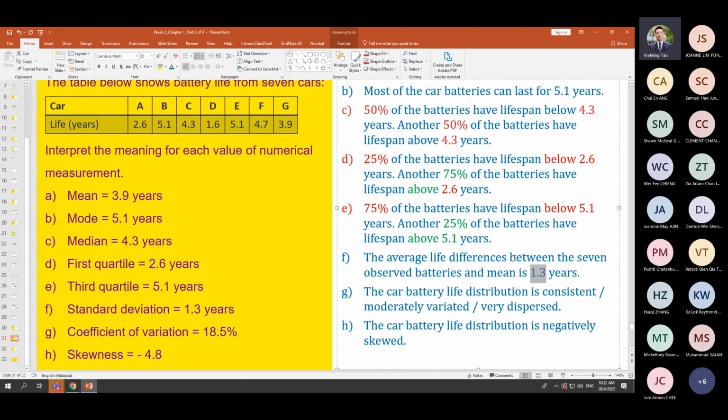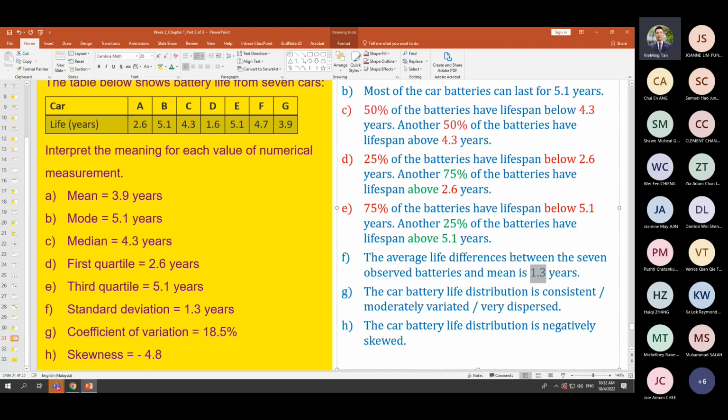Consistent means stable. When the CV value is less than 10, we can conclude the car battery life distribution is consistent. But here it's more than 10 but less than 20, so it's moderately varied or moderately dispersed. If your CV is more than 100%, then it's highly dispersed. So it depends on your CV value. Lastly, skewness, which is easy, already learned. For this question it's a negative number, which means the car battery lifespan distribution is negatively skewed, or skewed to the left.